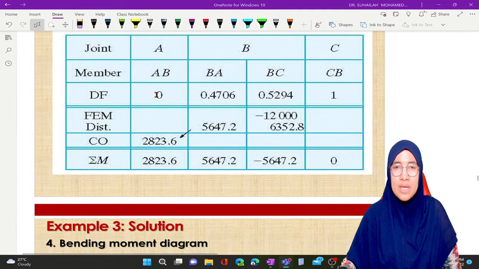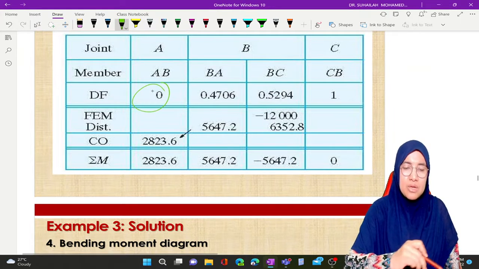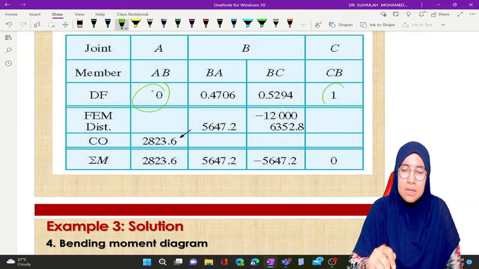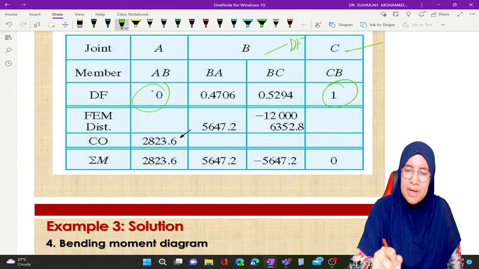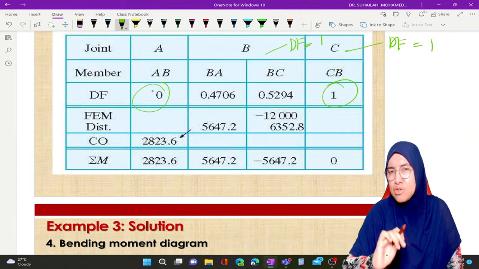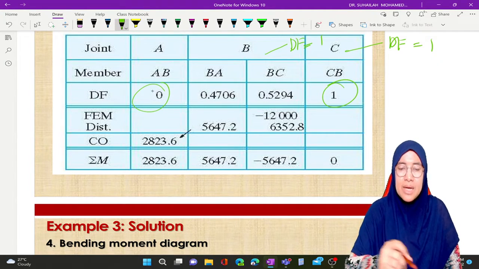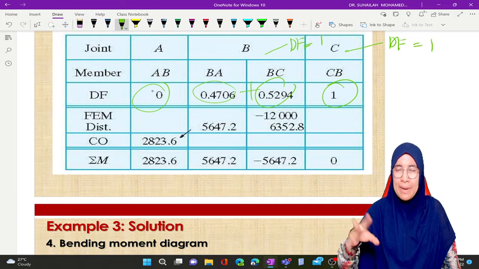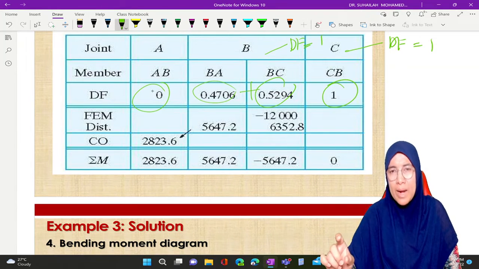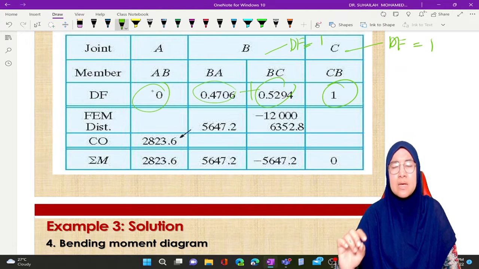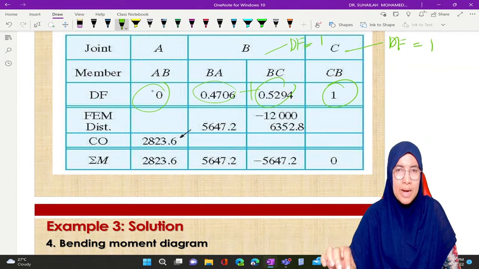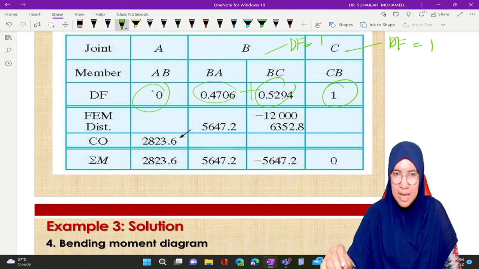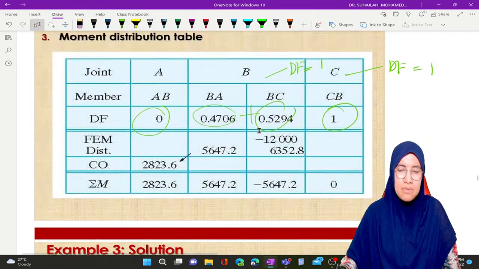Distribution factor at A, because A is fixed, is equal to 0. Other than that, at B and at C, the distribution factor must equal to 1. Distribution factor at C must equal to 1. At joint B, we have to divide into BA and BC. That is why we get two values, BA and BC, and the total of BA plus BC will be 1, representing distribution factor at a joint equal to 1, except for a fixed end.